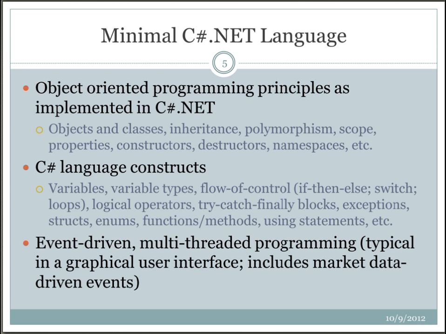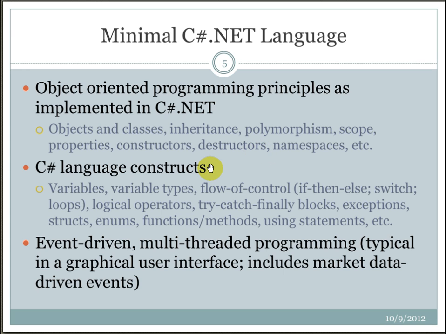So, what do you need to know of the C#.NET programming language? Well, for those who are new to programming, you need to know object-oriented programming principles, especially as they're implemented in C#.NET. So what are objects and classes? What is inheritance? What is polymorphism? The scope, private and public, for example. What are properties on classes and objects? Constructors and destructors. What are namespaces? So these are some of the basic object-oriented programming concepts that you want to know about.